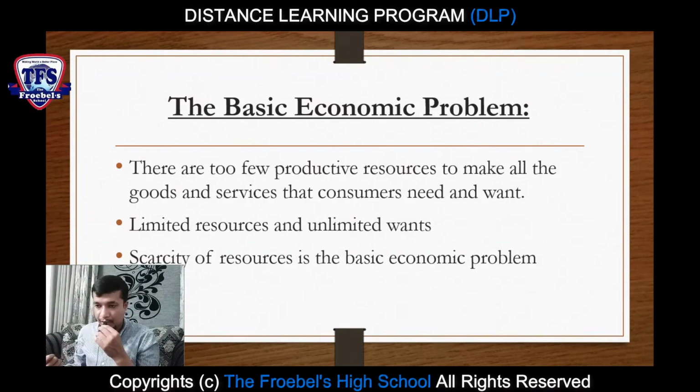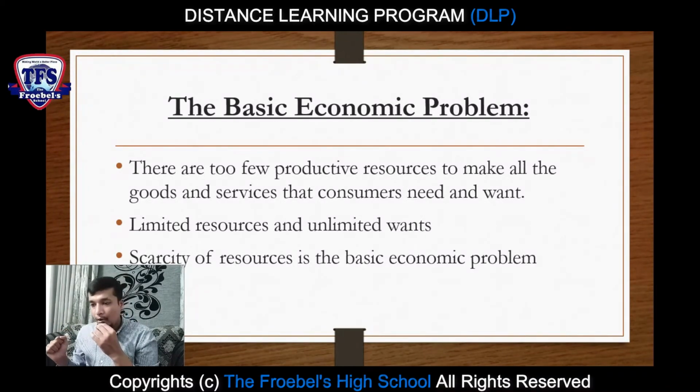The first thing is limited resources and unlimited wants. What is the combination of limited resources and unlimited wants? The combination of limited resources and unlimited wants is basically the economic problem, or it would be the definition of economics. When the resources are limited and your wants are unlimited, how do you fulfill them, or how do you combine these two factors? This management is called economics.